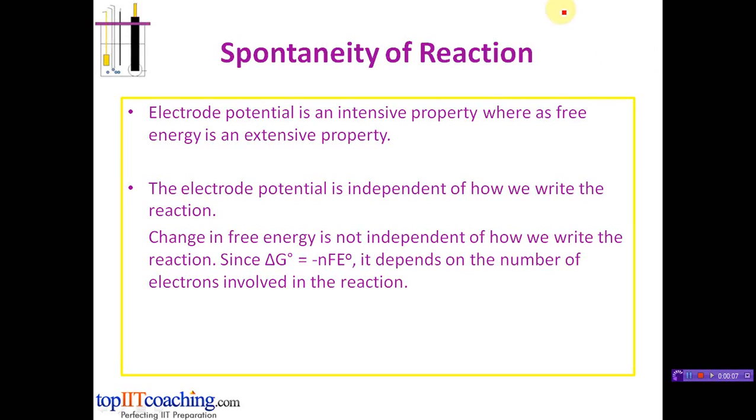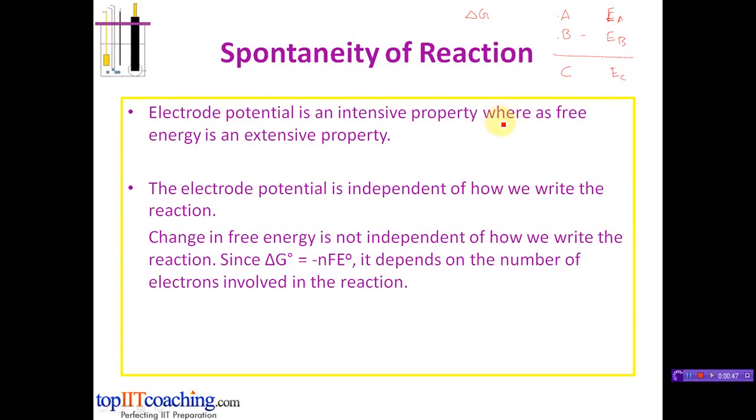Electrode potential is an intensive property. Suppose we have two cell reactions, one is reaction A and the other is reaction B, and we know their electrode potentials, which are suppose EA and EB. Suppose there is another reaction C, which is obtained either by adding these two reactions or by subtracting them. We cannot obtain the electrode potential for this cell reaction by simply adding or subtracting the electrode potentials for cell reaction A and B, because electrode potential is an intensive property.